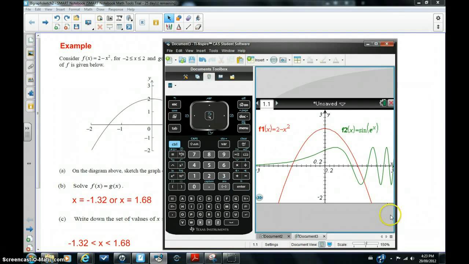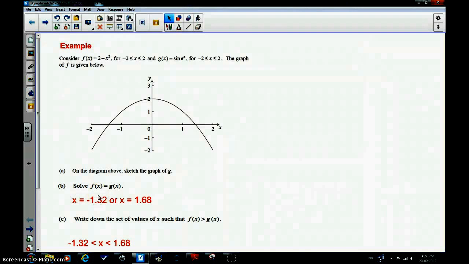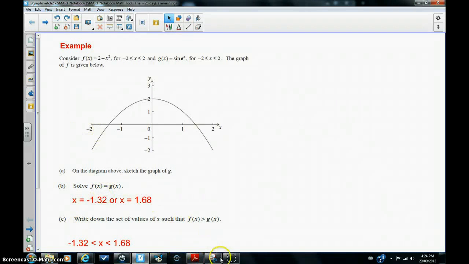So I can see it quite clearly, and all I need to do now is copy this as accurately as I can onto the grid. So it's a bit easier for you to do in pencil than for me to do on the computer. Okay, let's move on to the second bit. It says solve f x equals g x. So basically we want to find the x values where these two graphs actually meet.